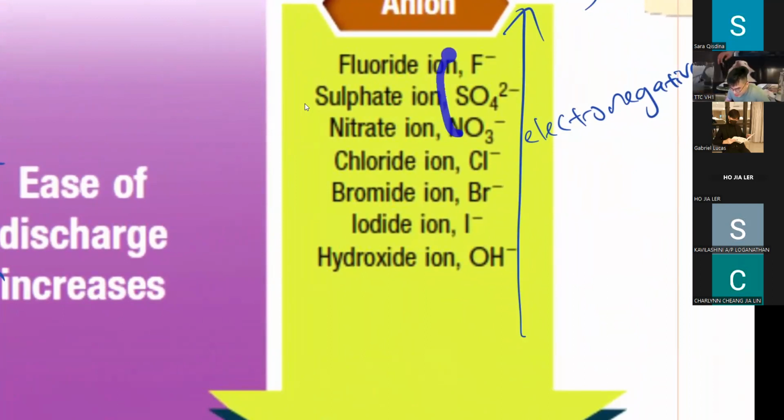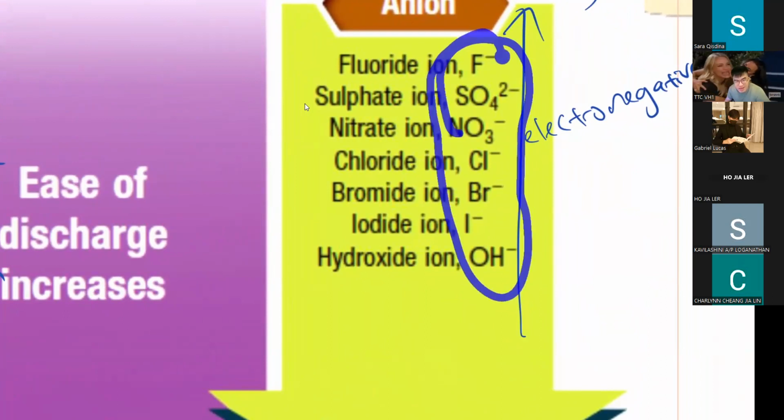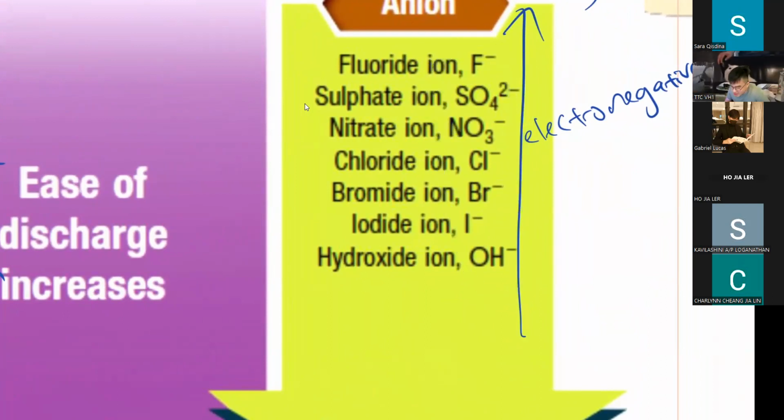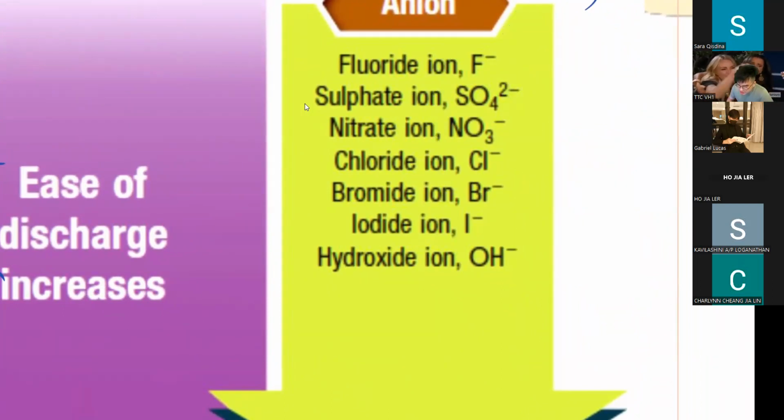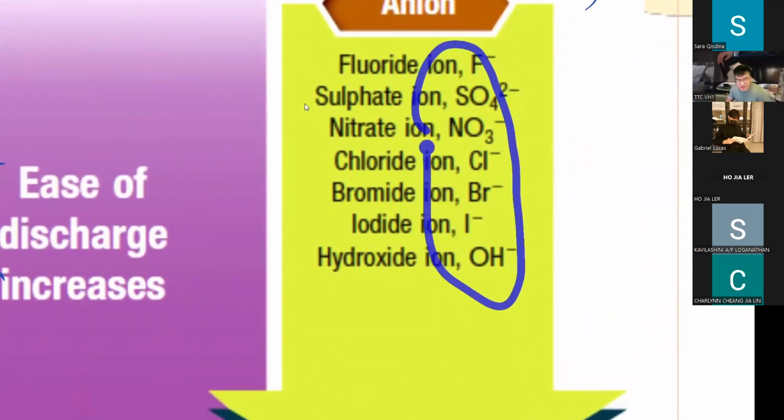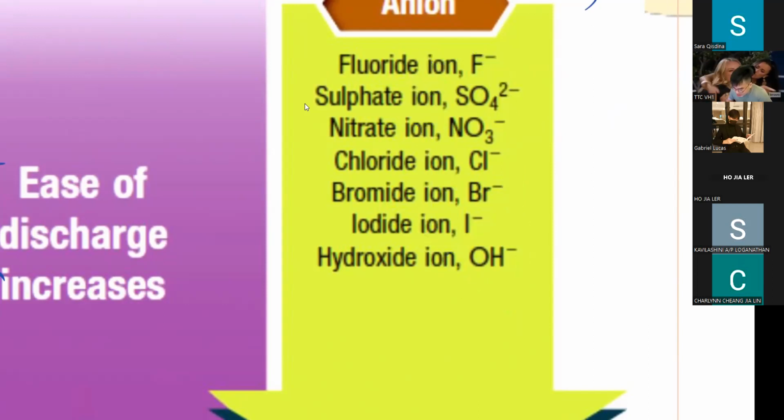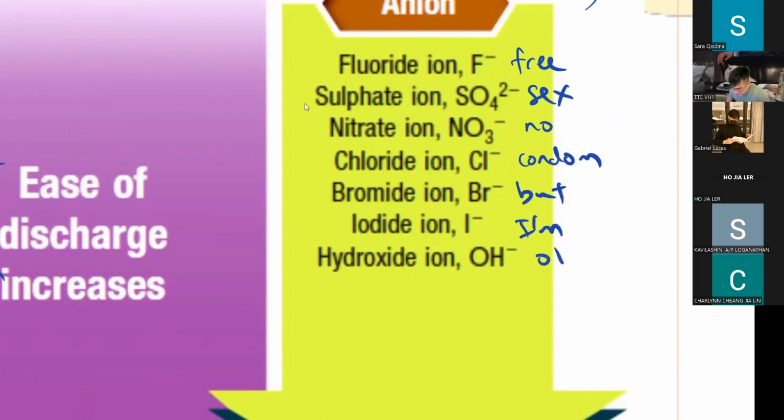Have I taught you how to memorize this? I didn't teach this in Form 3, because in Form 3 you're not learning this. It's not important, right? So do you know how to memorize this? Okay, very easy. Free sex, no condom, but I'm okay. Free sex, no condom, but I'm okay.